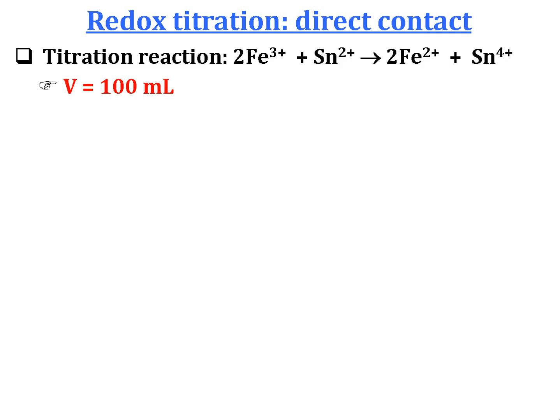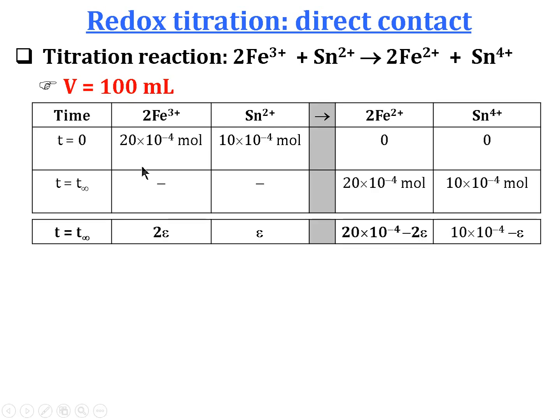Calculate the potential of the solution at 100 ml, which is the equivalence point. When we add 100 ml of Fe3+, the reaction between Fe3+ and Sn2+ is complete, and all these initial quantities of Fe3+ and Sn2+ will disappear. So we construct the table of conversion at t equals 0. We have 10 times 10^-4 mole of Fe3+, and Sn2+ 10 times 10^-4.